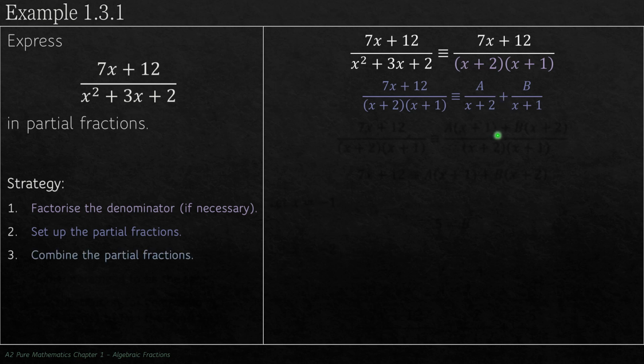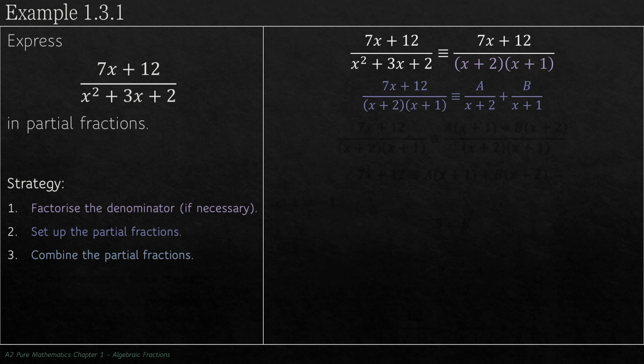Next, combine the partial fractions. This uses the skill you were practicing in the previous section called algebraic fractions. So you were taking a couple of fractions that were added together or maybe subtracted and combining them into a single fraction. But looking at this, what common denominator would we use? Well, there's a little clue on the left hand side. (x + 2)(x + 1) is going to be our common denominator.